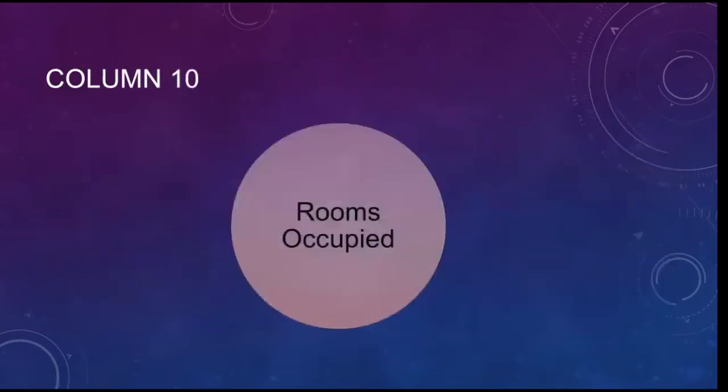And then column 10 had to do with the rooms occupied. And this is the rooms occupied by that particular family for living purposes. And this will give you an idea of how large your ancestor's home was.